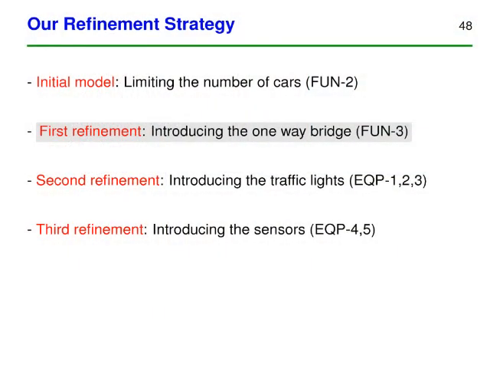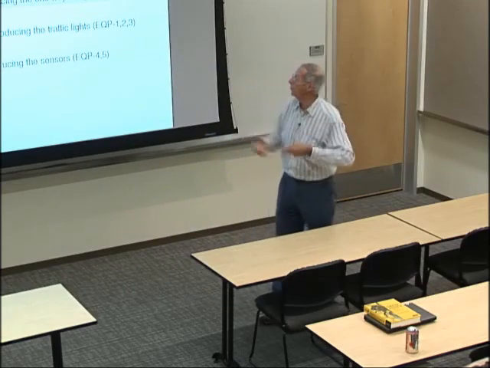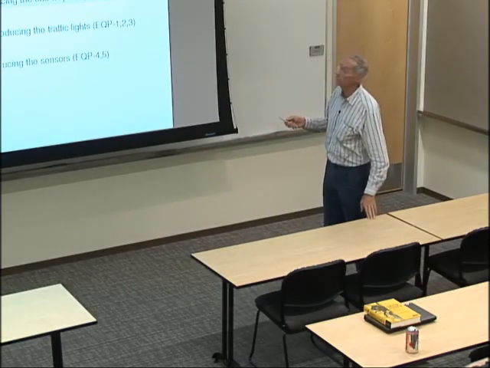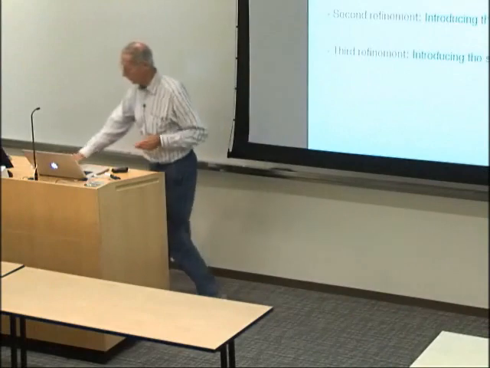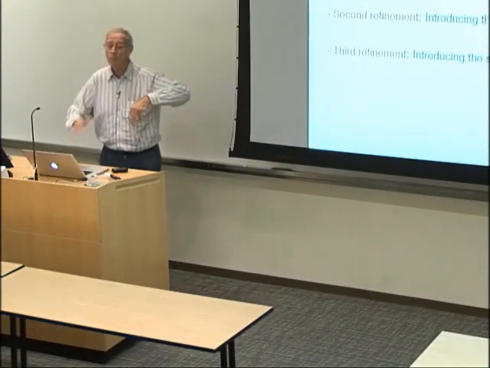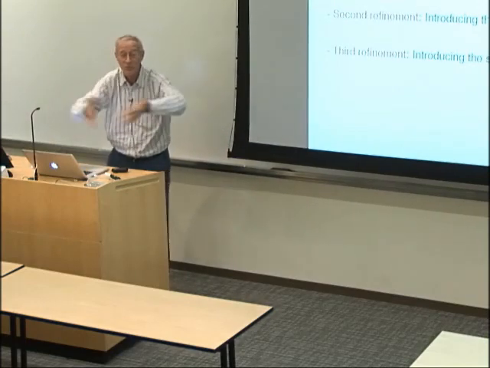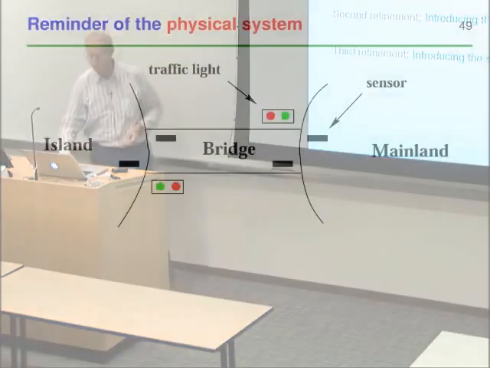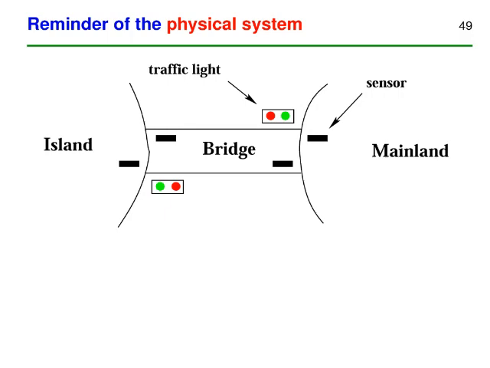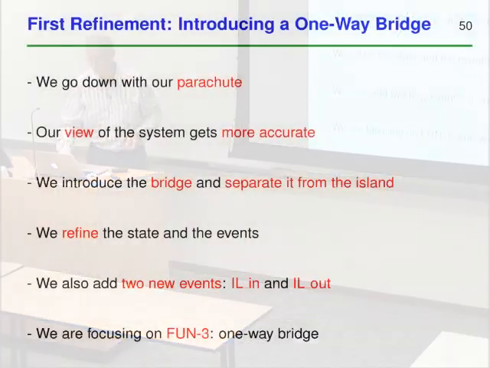First refinement. So now we have solved the problem of limiting the number of cars, but this was in a very abstract situation where there was no bridge between the two. So now we are going to introduce a bridge, and the fact that it is a one-way bridge. We refine completely, not the program, we refine the entire situation, because the bridge is not part of the software. The bridge is part of the global situation. So we are not introducing the sensors or the traffic lights, but just the bridge.